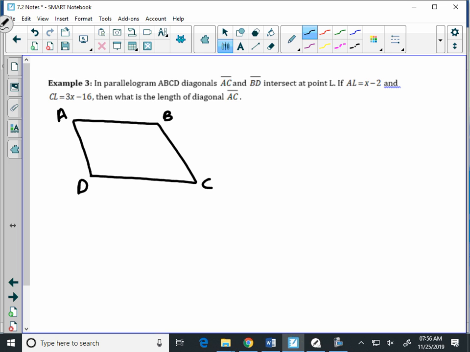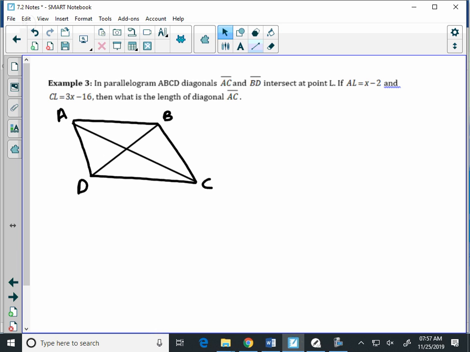So they gave us info about the diagonals. We have diagonal AC, and we have diagonal BD, and they intersect at this point L. Okay. They said AL is x minus 2, and they said CL is 3x minus 16. And we want to find the length of diagonal AC.